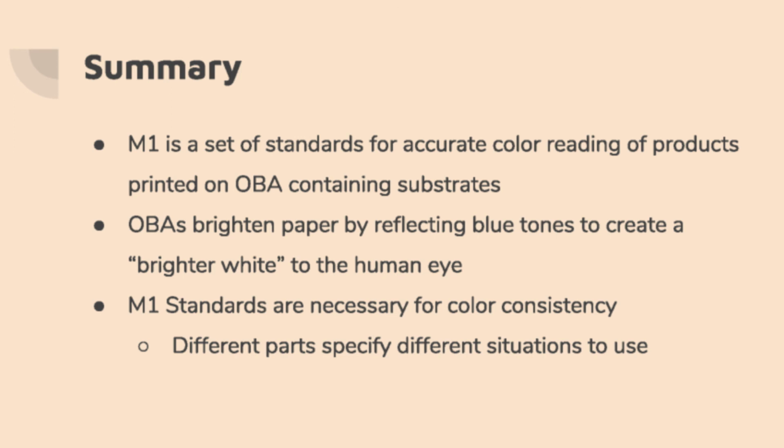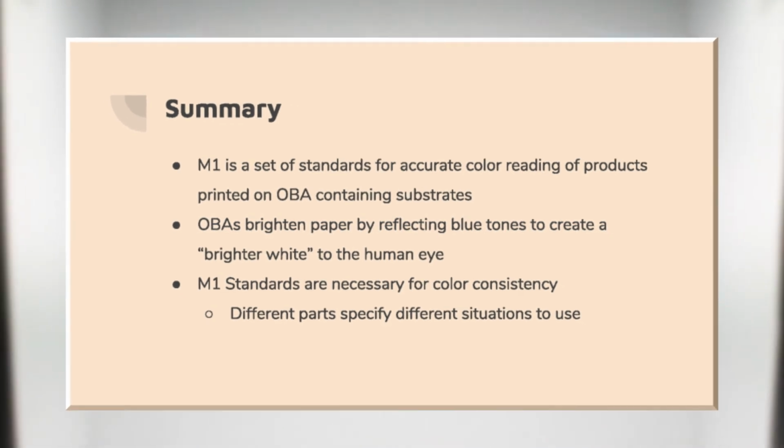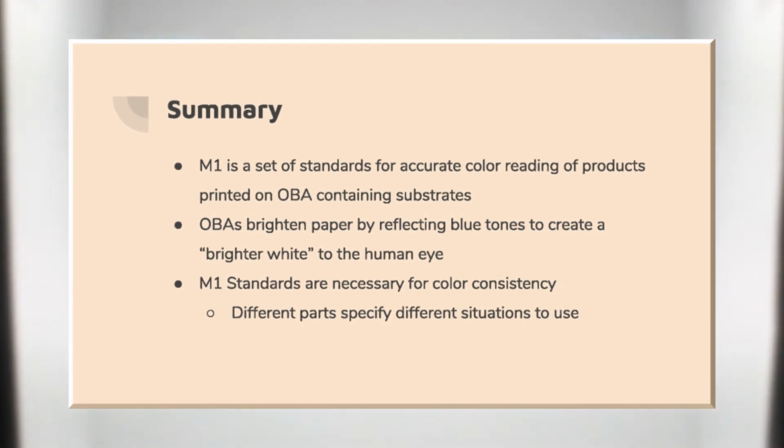So to finalize, M1 standards are necessary for color consistency. And the different segments of these standards, M1 through M4, are utilized in different situations depending on the fluorescent qualities of the print piece. So, on behalf of myself and the entire M1 team, I hope this presentation helped you gain a better understanding of what M1 paper standards are and why they are necessary.